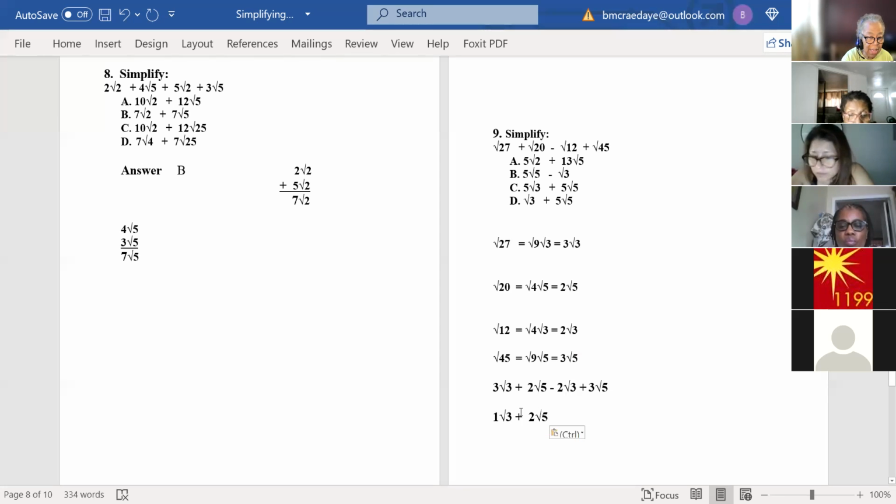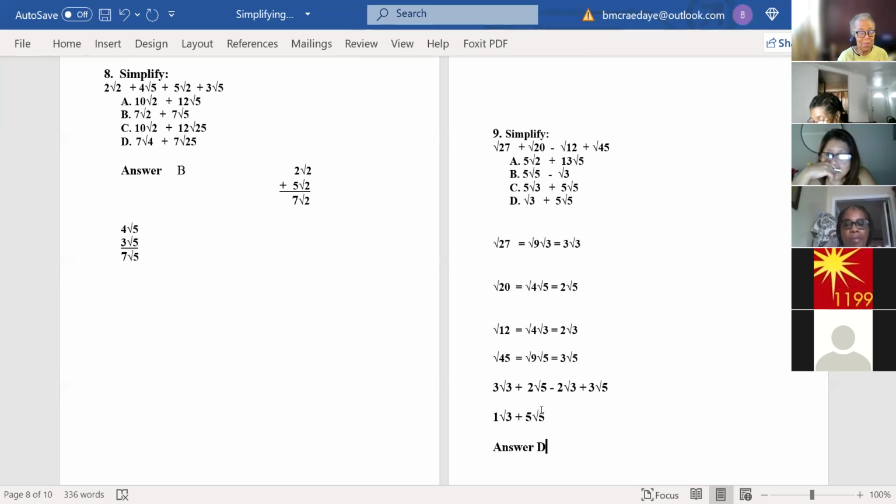So that would be 5 times the square root of 5. What answer is that? Answer D. Very good, because 1 times square root of 3 is square root of 3. So answer D.